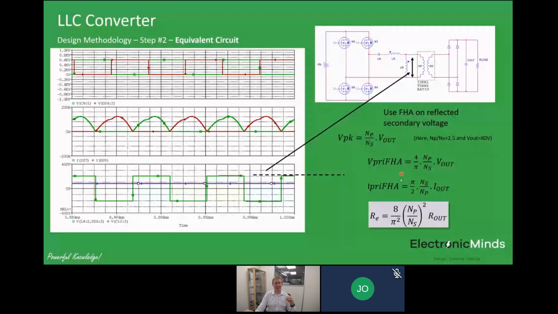sine wave there. And also, we know what the output current looks like. If you're running at resonance, it's this sinusoidal looking waveform. If you then divide those two together, the V_pri FHA and I_pri FHA, it gives you an effective impedance seen by the primary resonant tank, which is this R_E term. So it gives you a way to represent an approximation of the output and take away all of that secondary side circuit and just represent this with an equivalent resistance. And that's quite a useful step to take, as we will see, hopefully, on the next slide.